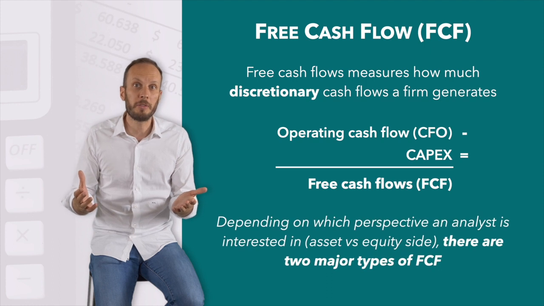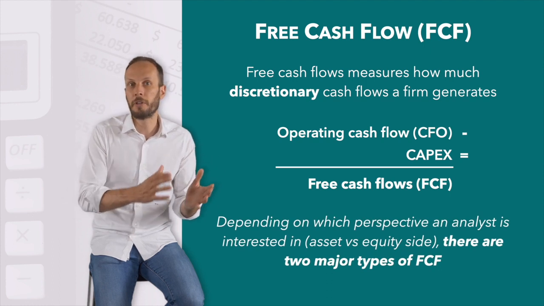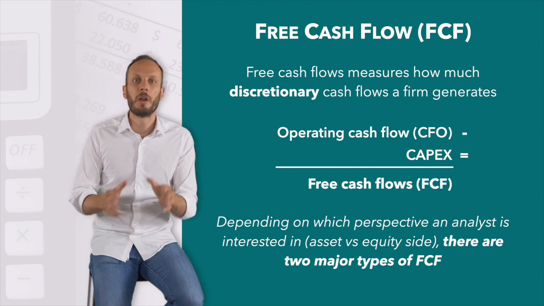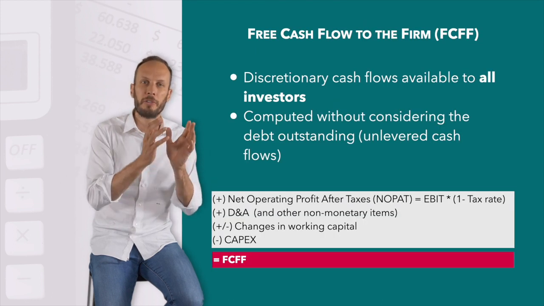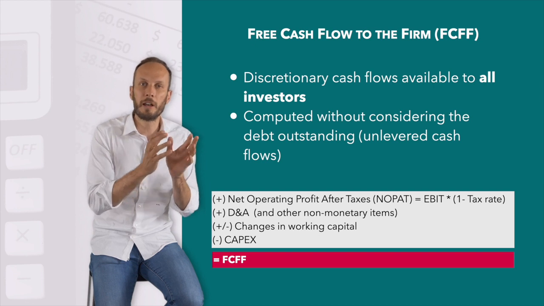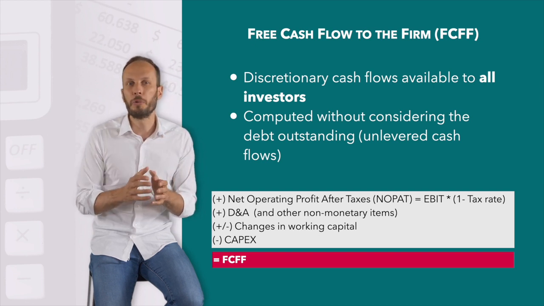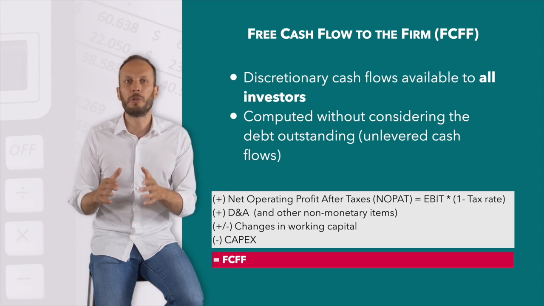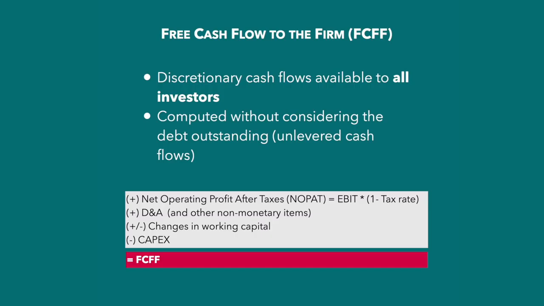Depending on which perspective an analyst is interested in, asset versus equity side, there are two major types of free cash flows. Free cash flows to the firm, representing the discretionary cash flows available to all investors. It's computed without considering the debt outstanding. That's why it's also called unlevered free cash flow. It's calculated starting from the net operating profit after taxes, adding D&A, adding or subtracting the changes in working capital, and deducting capex. Net operating profit after taxes is equal to EBIT times 1 minus the tax rate.